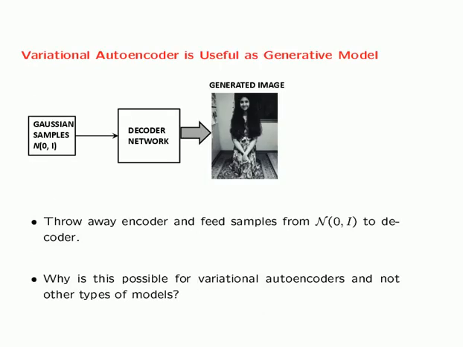Well, it's very useful as a generative model. So typically what you do with a variational autoencoder is that you train it with the training data, and then you use it to generate images from the distribution that you learned on. So essentially, you throw away the encoder and you feed samples from the unit Gaussian to the decoder network, and it will generate different types of images.